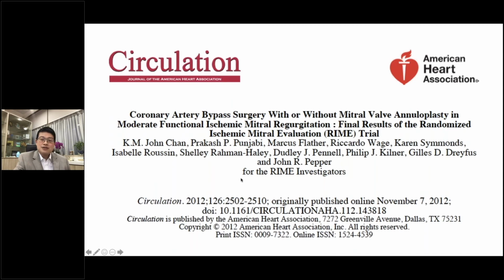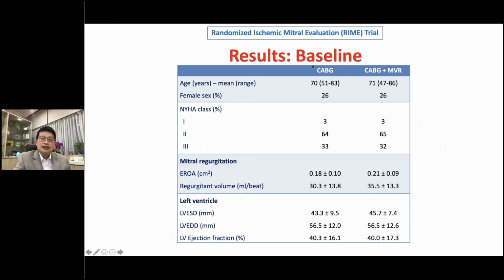So these are results from the RIME trial, the Randomized Ischemic Mitral Evaluation trial, which I had the privilege of leading some years ago when I was in London. And essentially, this was a randomized trial between CABG alone versus CABG plus a mitral valve repair by an annuloplasty in patients with a moderate degree of mitral regurgitation, with an ERO of about 0.2, and multi-vessel, 3-vessel coronary artery disease, and with some moderate dilatation of the left ventricle and moderate impairment of the LV function.